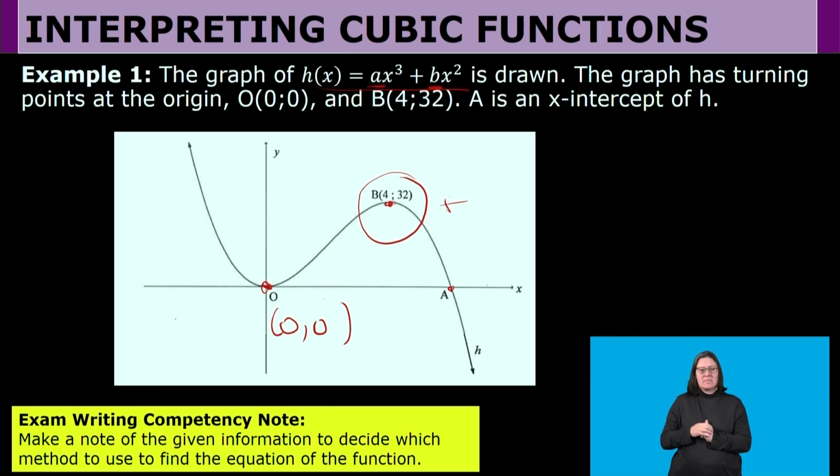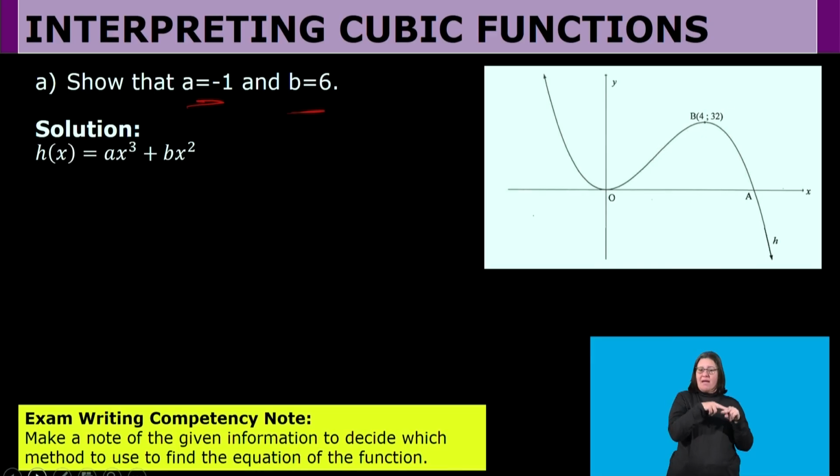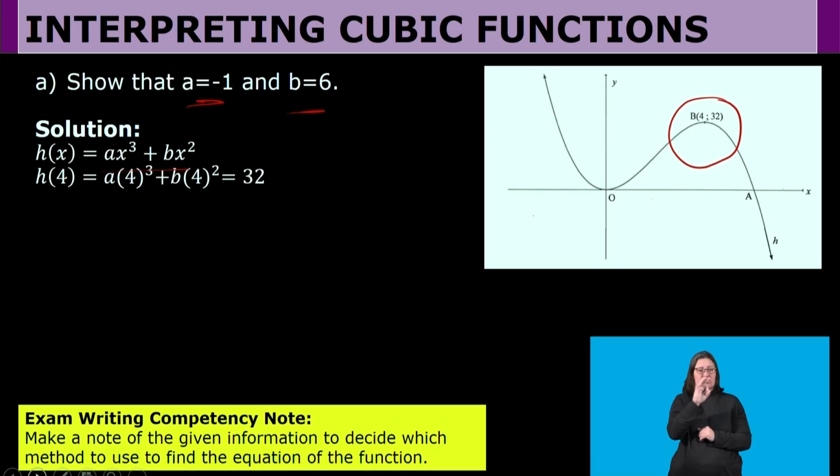Okay, let's have a look at what the first question says. It says, as we expected, show that a is equal to something and b is equal to something. So a must be -1, b is equal to 6. We can see from the shape of our graph that we have a value of a that has to be negative. Right, so how do we go about that? Remember what I said to you, that we are likely going to rely on the coordinates of B. We've got the equation given to us as ax cubed plus bx squared. So how do we use the coordinates of B?